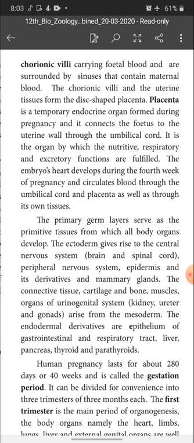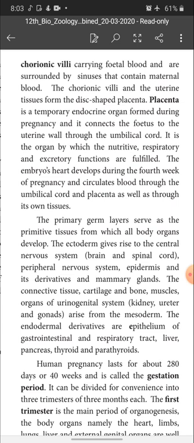What is the placenta? Placenta is a temporary endocrine gland. You should keep this in your mind; you may get it as a question. Placenta is a temporary endocrine organ formed during pregnancy alone, and it connects the fetus to the uterine wall. The placenta is the structure which connects the fetus to the uterine wall through the umbilical cord. It is the organ by which the nutritive, respiratory and excretory functions are fulfilled.